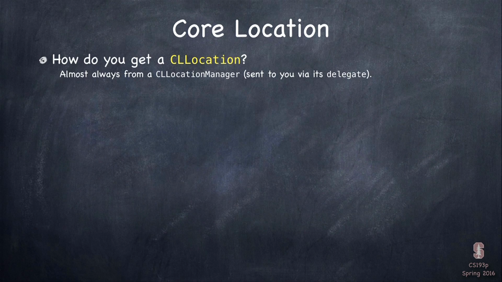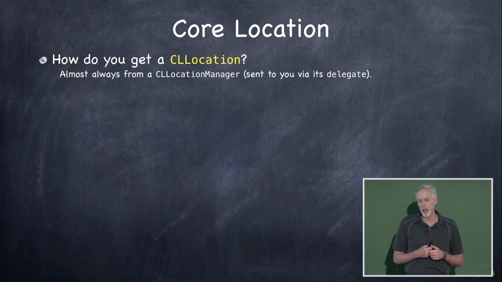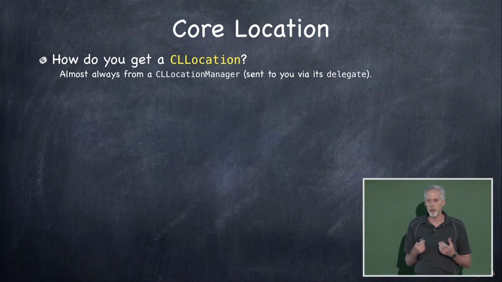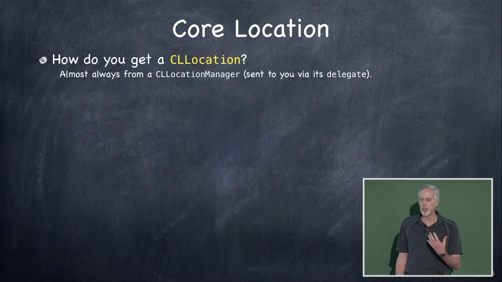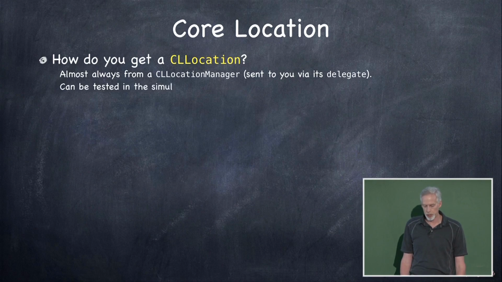All right, so how do we get a CL location? Well, you get it from a CL location manager usually. Just like we had core motion, we have the CM motion manager. Well, the core location, we have the CL location manager. And it has a delegate that's going to generally give you locations.